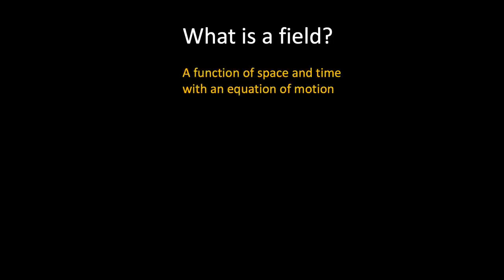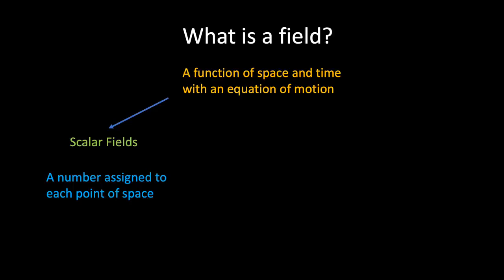So what exactly is a field? In physics, a field is simply a function of space and time with an associated equation of motion that describes how the function may change with time. Now the simplest kind of field is a scalar field, which simply consists of a number assigned to each point in space.